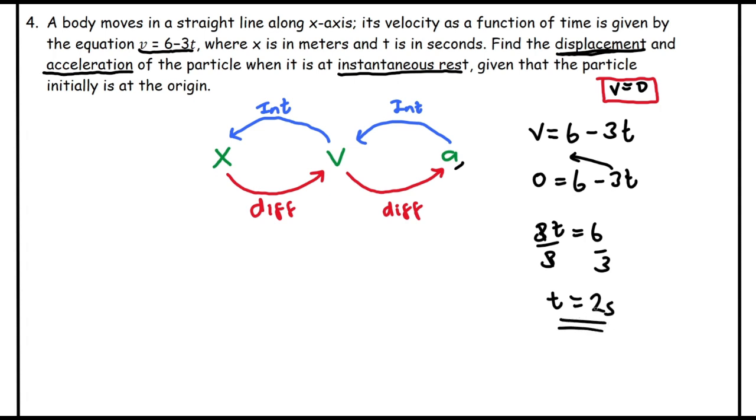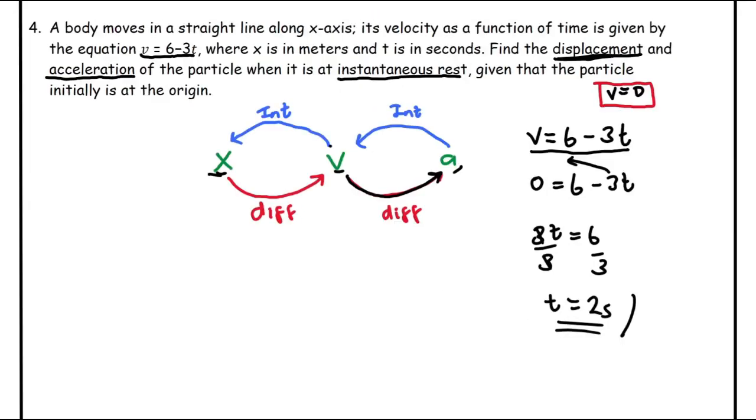So this is the time that we're going to be using. T is equal to 2 seconds. Now let's begin by getting the displacement. So we've established that to get displacement, we need to integrate the velocity equation. The velocity equation is 6 minus 3t. So that will be the integral of 6 minus 3t with respect to t.